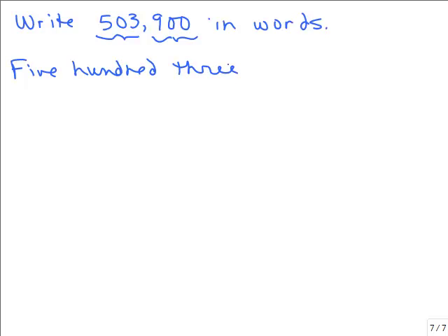And then I see what grouping it's in. It's in the thousands place, right? Remember, over at the right, there's no name for that grouping. And then we've got the thousands. So it's 503,000. Then we look at the next part after the comma. That number's 900. And that's the end of that one.